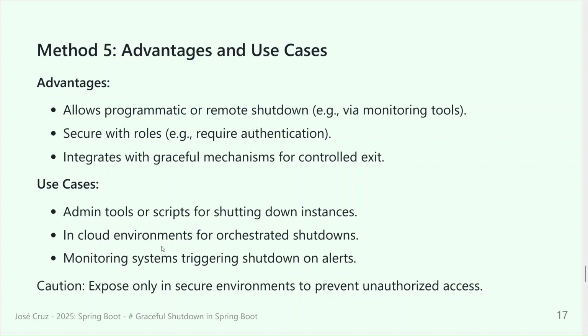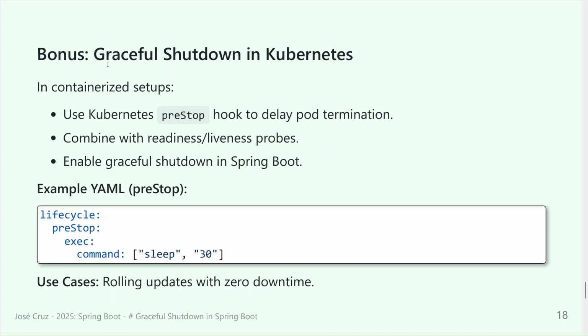In cloud environments, if you are using Kubernetes and things like that, it's very difficult for you to reach the application using remote access. So you need an API to do most of the things to manage your application. As a bonus, if you are using Kubernetes, it has an option called preStop. It's a kind of configuration like we have for shutdown. Maybe you want to align this time with the shutdown of your application, at least for this pod in Kubernetes.